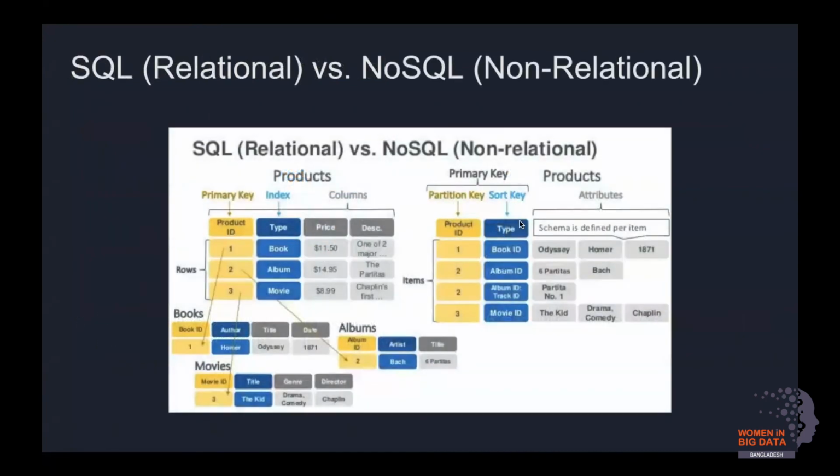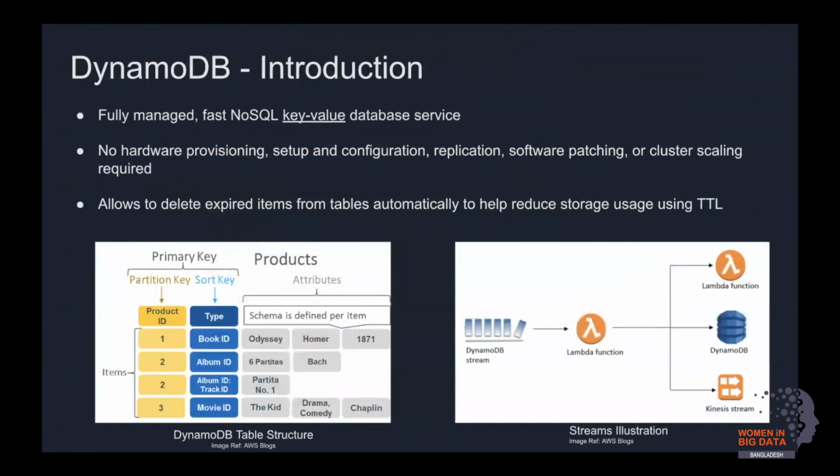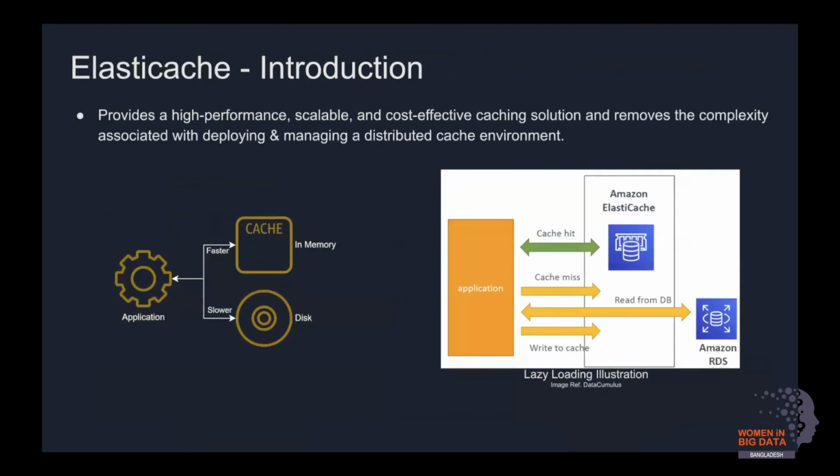Then we understood the difference between SQL and NoSQL. DynamoDB is a NoSQL offering from AWS and provides microsecond latency. It's a very fast and widely used service. ElastiCache improves the performance of the database further.